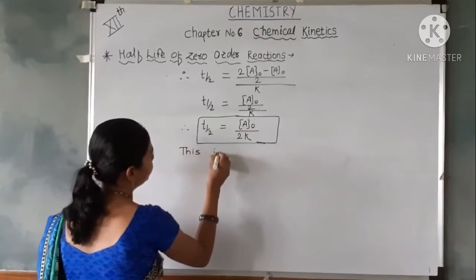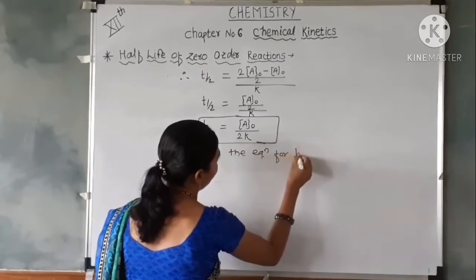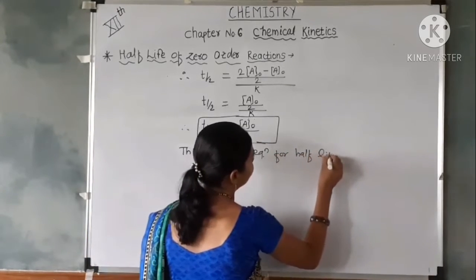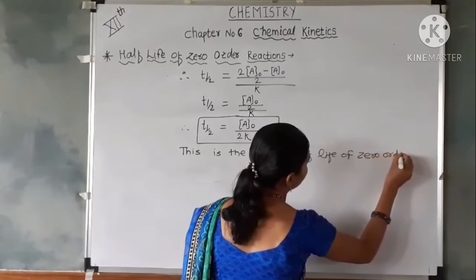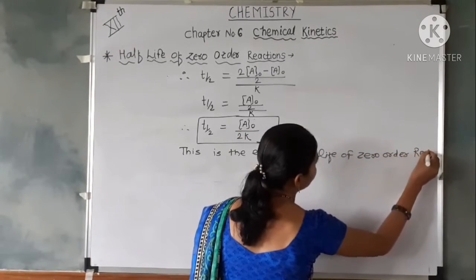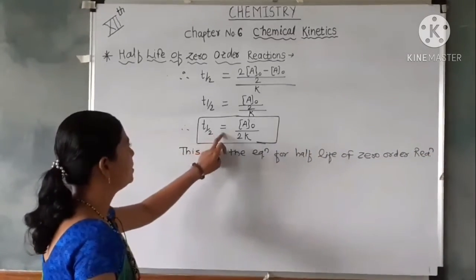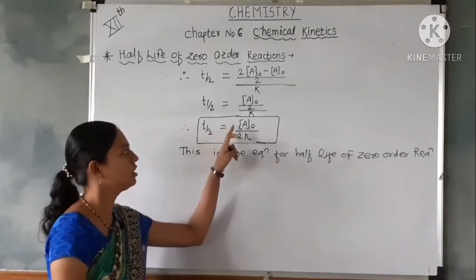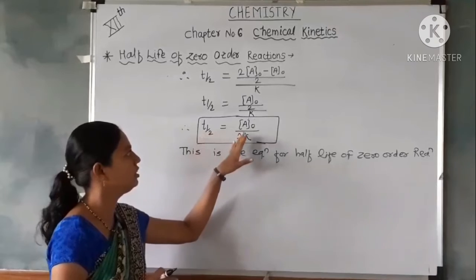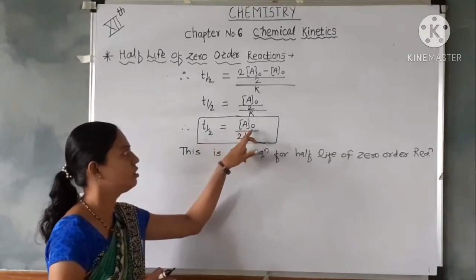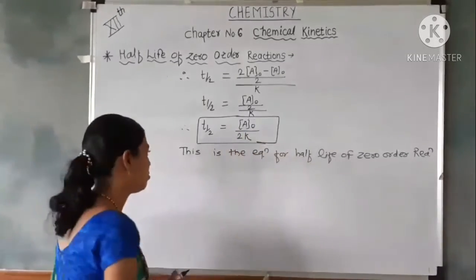This is the equation for the half-life of zero order reaction. From this equation we can conclude that the half-life of zero order reaction is directly proportional to [A]0, meaning directly proportional to its initial concentration.